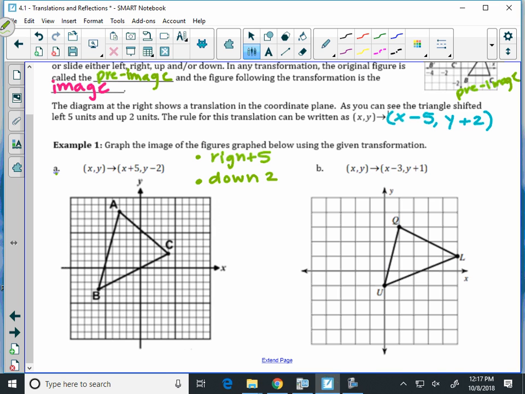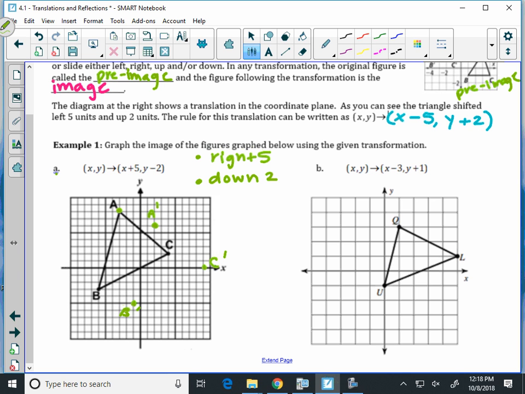You're going to take each vertex of this triangle, move it right 5, 1, 2, 3, 4, 5, and then down 2. Put your point, label it A prime to show that it is the image. Do the same thing with C. It's going to go right 1, 2, 3, 4, 5, down 2. Label C prime. Same thing with B. Go 1, 2, 3, 4, 5. Down 2. Label it B prime.